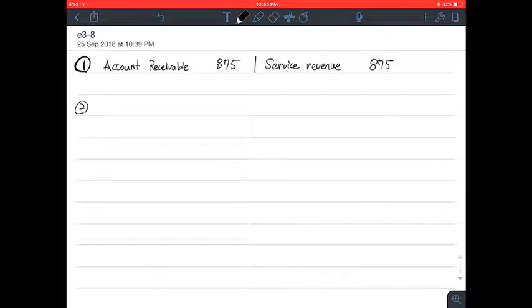The second one says the utility expenses incurred but not paid prior to January 31st totaled $520. So when a business operates, it uses water, electricity, and all those things are called utility expenses. So utility expense has occurred. The expense was incurred but not paid. So the 520 is not paid yet. So utilities payable, 520 on the credit side. Okay, let's move on to the third one.